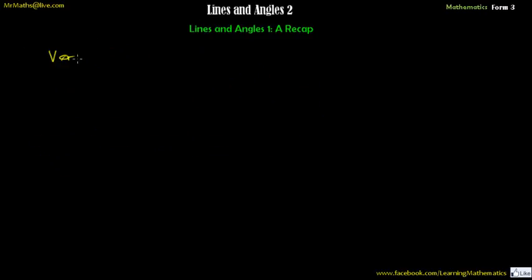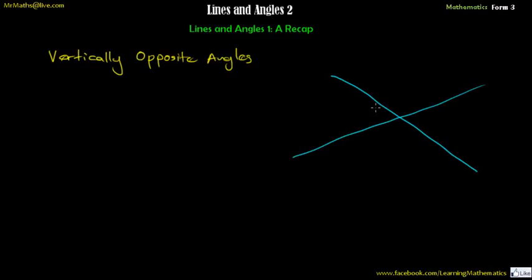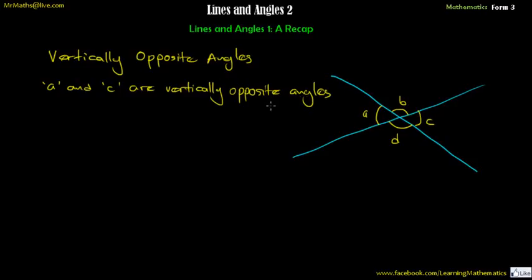Vertically opposite angles. This is when there are two angles that are directly opposite to each other. Let me draw an example. Say these are two straight lines, and the two lines make up four angles, and I shall name them A, B, C, and D. Then angles A and C are vertically opposite angles, as well as angles B and D, and two vertically opposite angles are of the same size. So that means A is equal to C and B is equal to D.